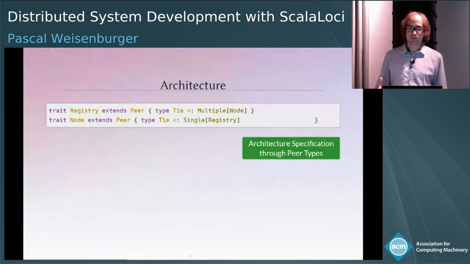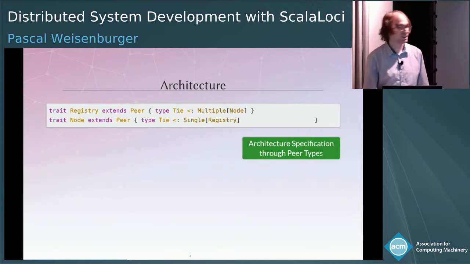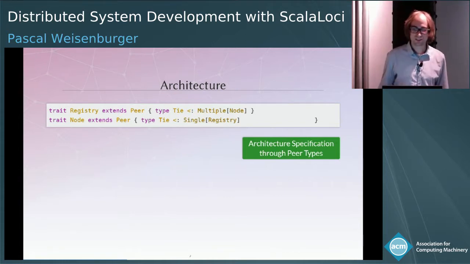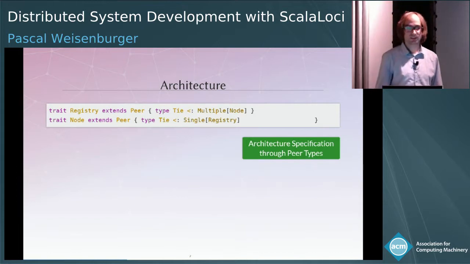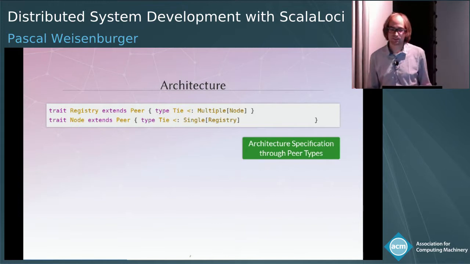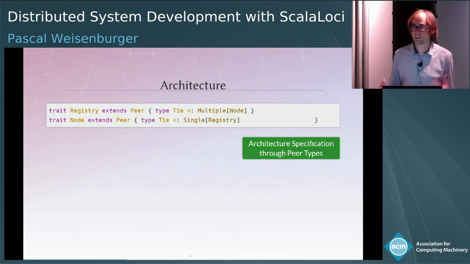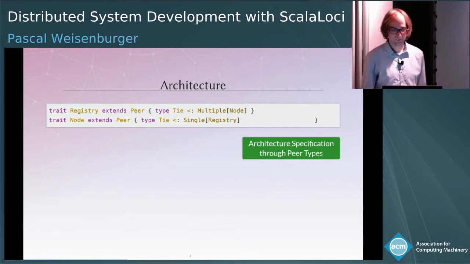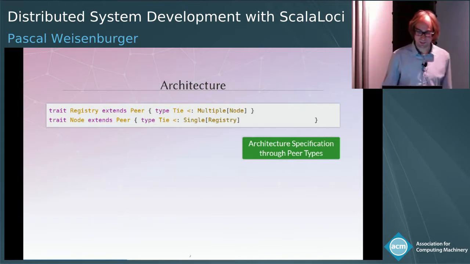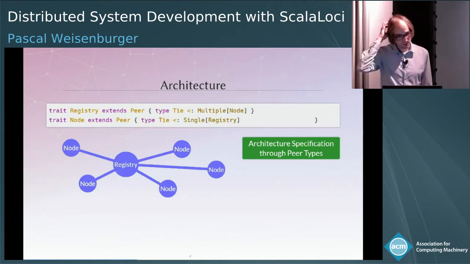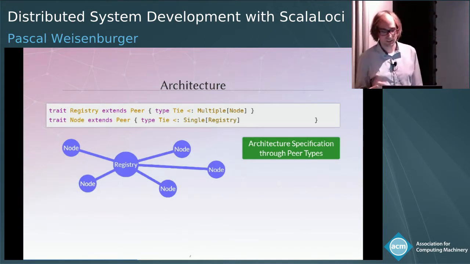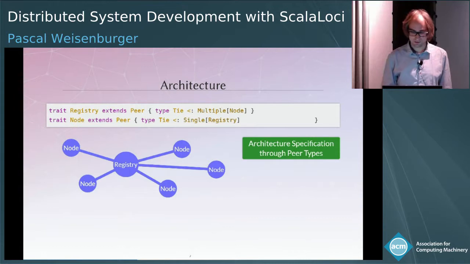Since the architecture is encoded into the Scala type system, we specify ties by using this tie type member. In this case, we define a registry that has a multiple tie to nodes, and a node that has a single tie to the registry. This type-level encoding is the mechanism that we use to support different kinds of distributed architectures. So this architecture specification models this type of architecture where nodes always connect to a single registry, and the registry can connect to multiple nodes.